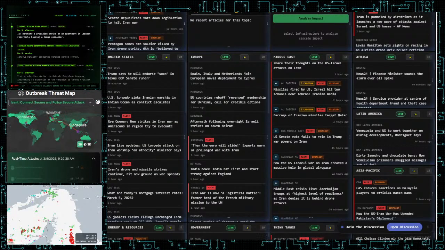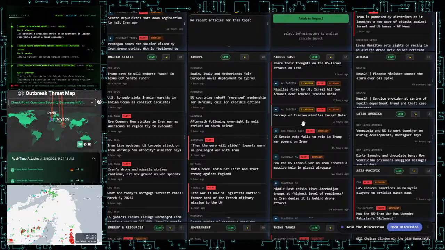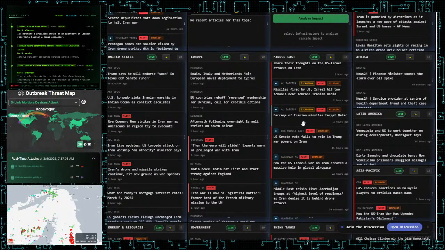India news, India bat first and start strong against England. Okay, that's great. Sports. Love sports. Yay, sports. Good distractions, those sports. Barrage of Iranian missiles target Qatar. That's the weirdest part. Why is Iran just going insane on everyone, man? They're just destroying everything. They're not even counteracting a specific retort. It's just destroying everything.